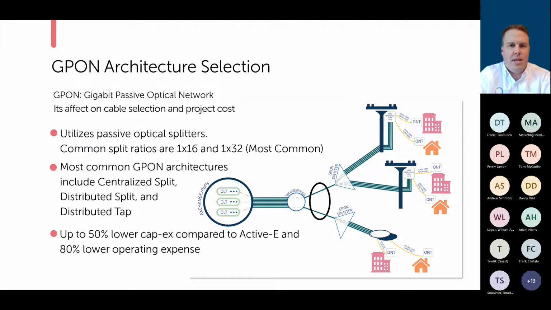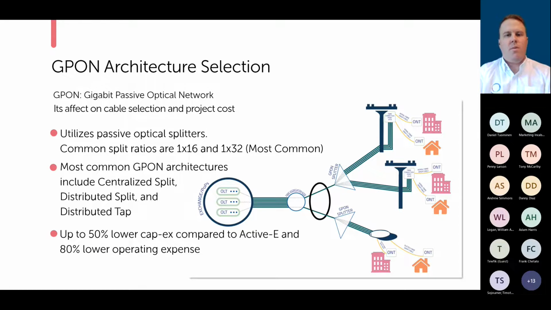So a single OLT port might feed only 16 customers if you're a lot farther away from the head end, or if you're close enough in, it might feed 32. There are different ways to design this to get to that kind of split ratio and still give customers good high-speed internet. The three most common types of GPON architectures are a centralized split, a distributed split, and what people call a tap architecture, or a distributed tap architecture.